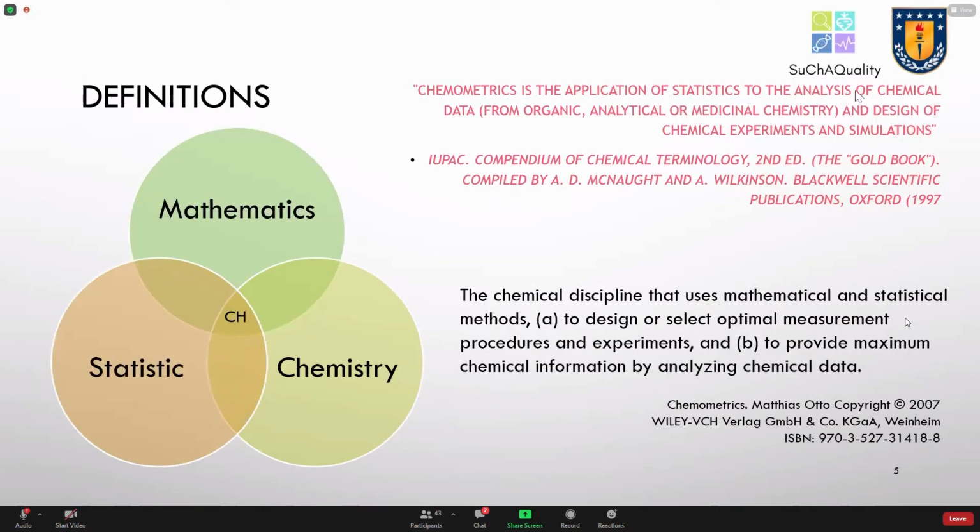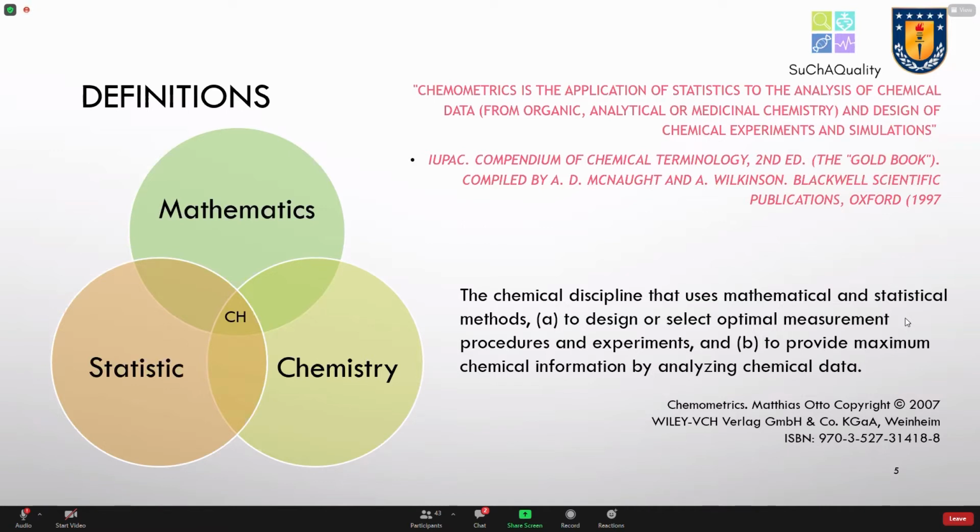But what is chemometrics exactly? Chemometrics maybe can be defined as the combination of several areas like mathematics, chemistry, and statistics. Here we have some definitions, for example the definition given by IUPAC. IUPAC says that chemometrics is the application of statistics to the analysis of chemical data from organic, analytical, or medicinal chemistry, and the design of chemical experiments and simulations.